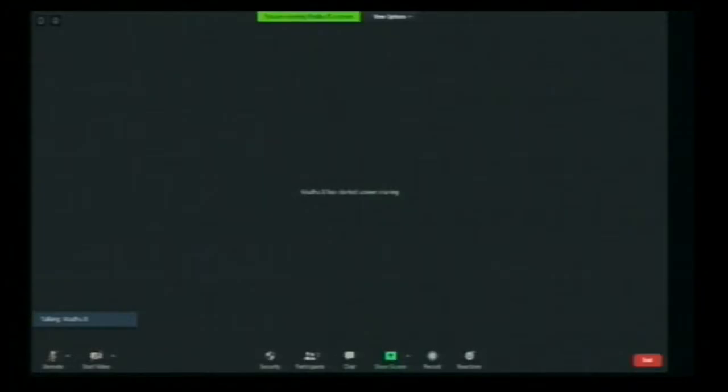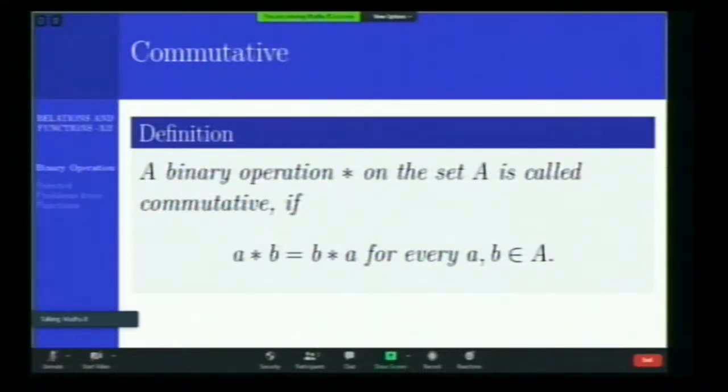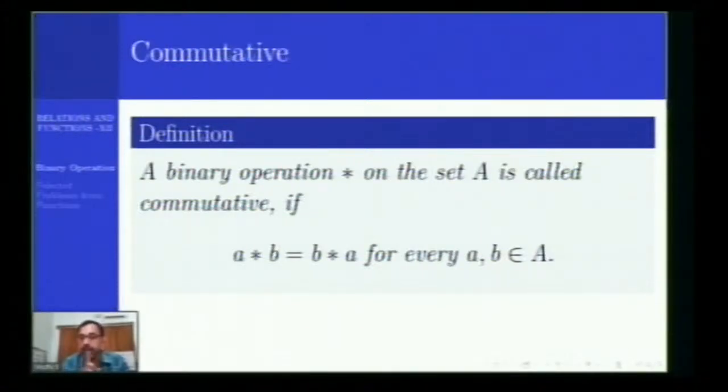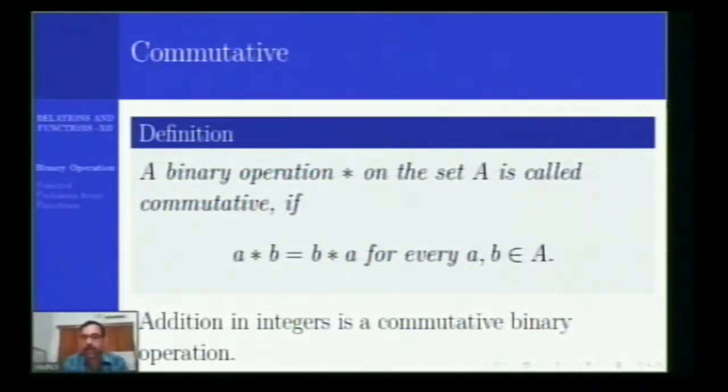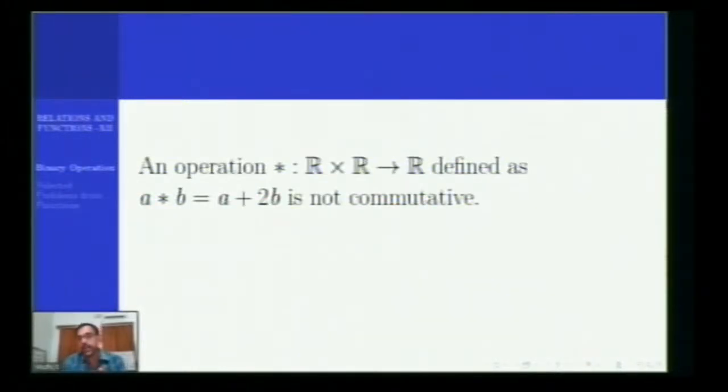So we are going to name that particular operation a commutative operation. A binary operation star on a set A is called commutative if A star B equals B star A for every A and B in A. It should happen for every element, not for one particular A and B. So addition on integers is a commutative binary operation. Subtraction on real numbers is not commutative. On integers also it is not commutative.